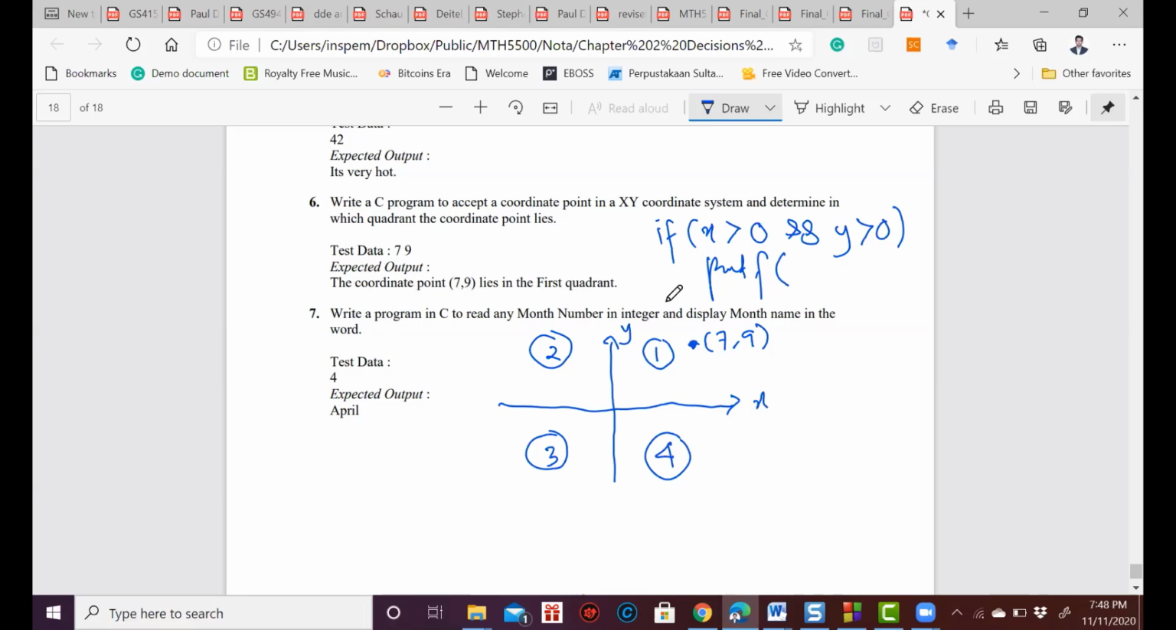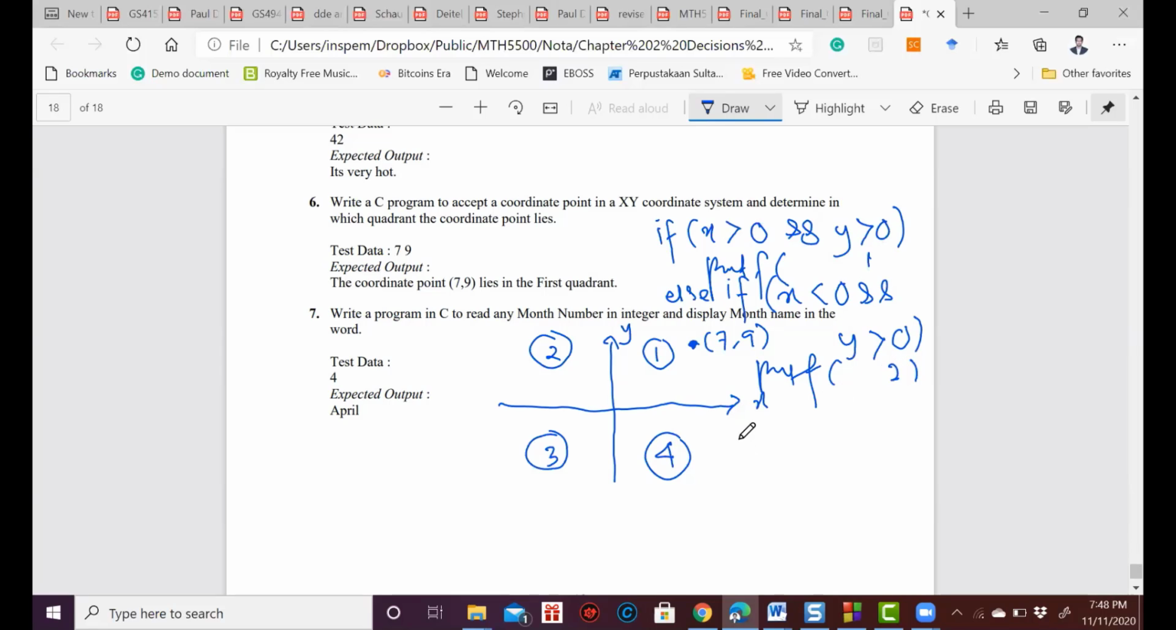Then else if x less than 0 and y more than 0. So printf, then quadrant 2. Yeah, put it there.